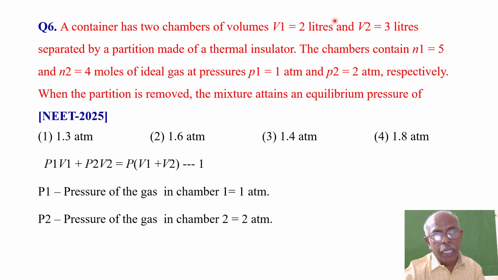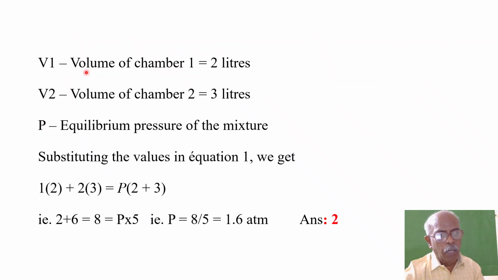Here, as a thermal insulator is placed between them, there is no temperature difference between them. There is no such thing given in the question. Okay, that's all. So P1, pressure of the gas in chamber 1, 1 atm. P2, pressure of the gas in chamber 2, 2 atm. So we have to write the volumes also, and finally we will calculate the pressure. V1, volume of chamber 1, 2 liters, V2, volume of chamber 2, 3 liters. So P is the equilibrium pressure of the gas.